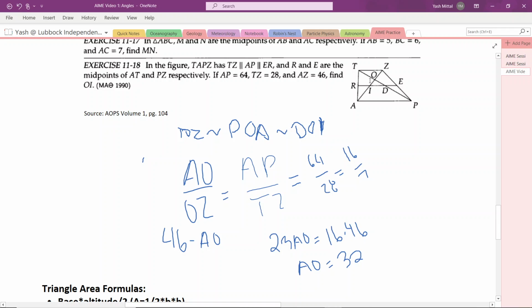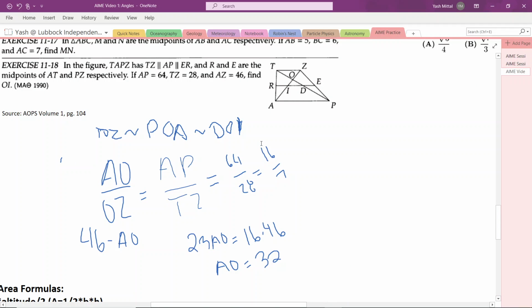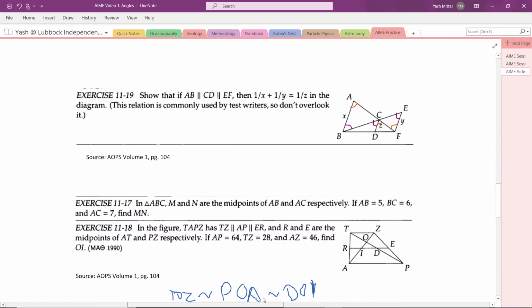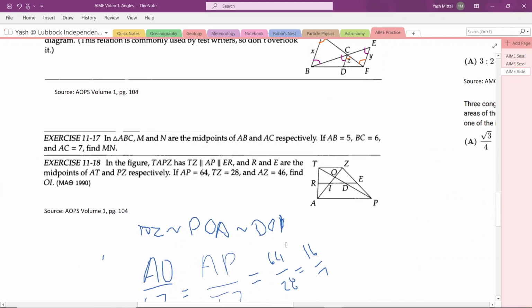All right, now we know what AO is. Now we can figure out what OI is from there on. So let me go right here. We can figure out what OI is by following the same process, comparing side lengths. And so that's one way to solve it really quickly. Now you can figure out the rest from there on.